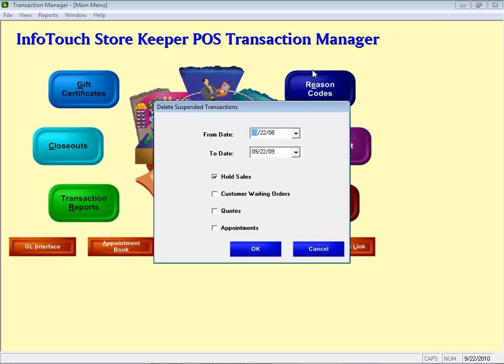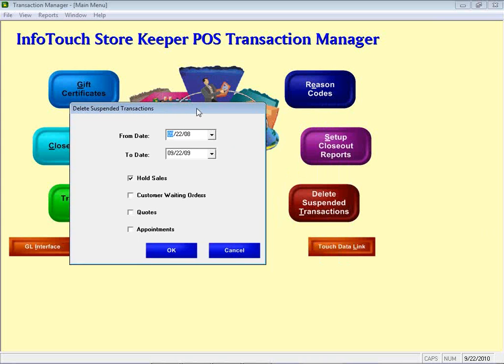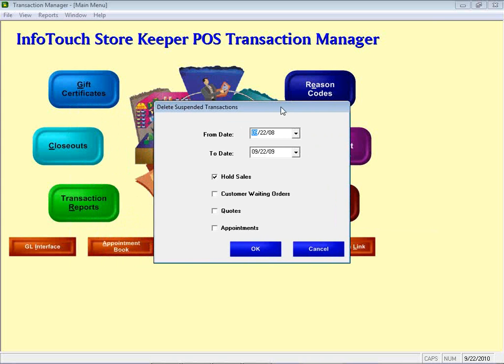So the delete suspended transaction range function allows you to do this by date, and you can select which type of suspended transactions you want to delete. In addition to hold sales, customer waiting orders or special orders, quotes, and appointments. Okay, I mentioned there's 5 different types of these, and one of them is not here, and that's layaways.